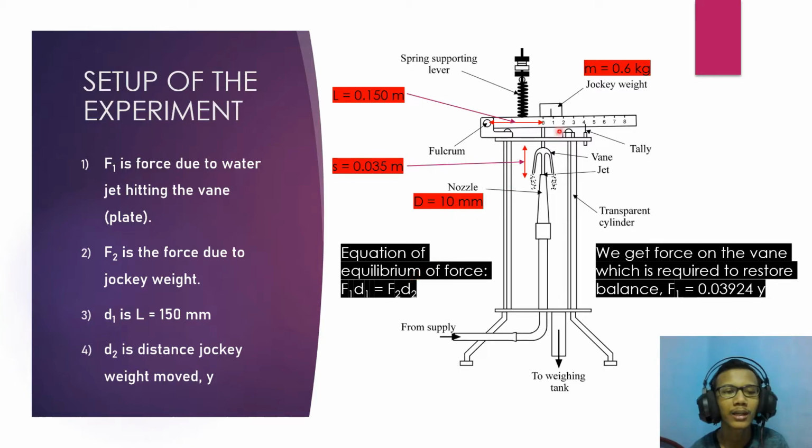F2 is the force due to the jockey weight, which is 5.89 that we have calculated earlier, and D2 is the distance in which the jockey weight was moved, which is Y. So if we rearrange this equation, we will get F1 equals 0.03924 D2, but D2 is Y, so we can replace it with Y over here, so we will get this equation.